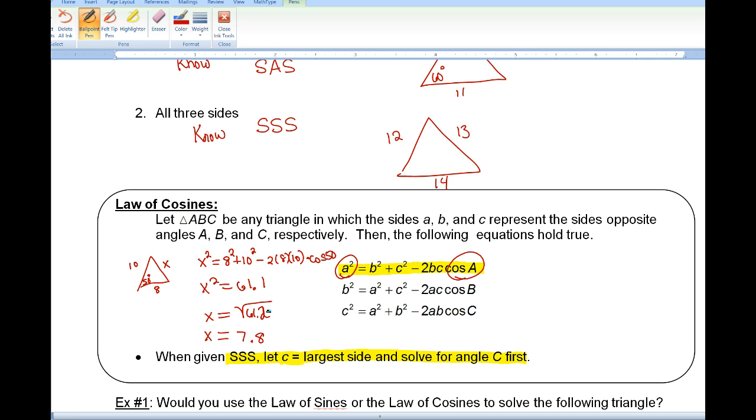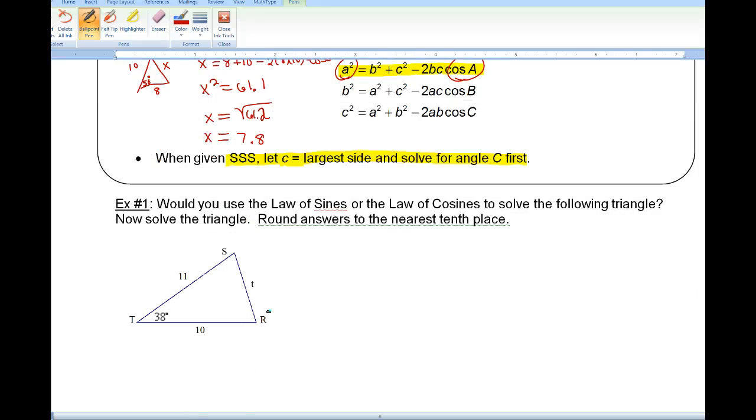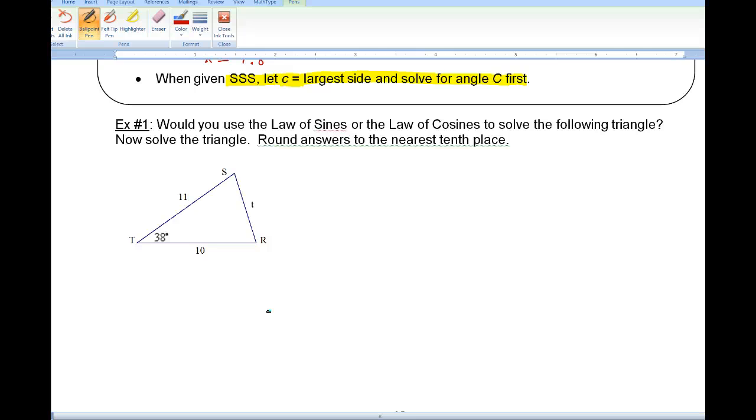Did you see how we applied the formula to that, even though it didn't have an a, b, c involved? Okay? Now, sometimes you're missing the angle measure, so I'll also show you how to apply that. First thing we want to do, look at the first example.